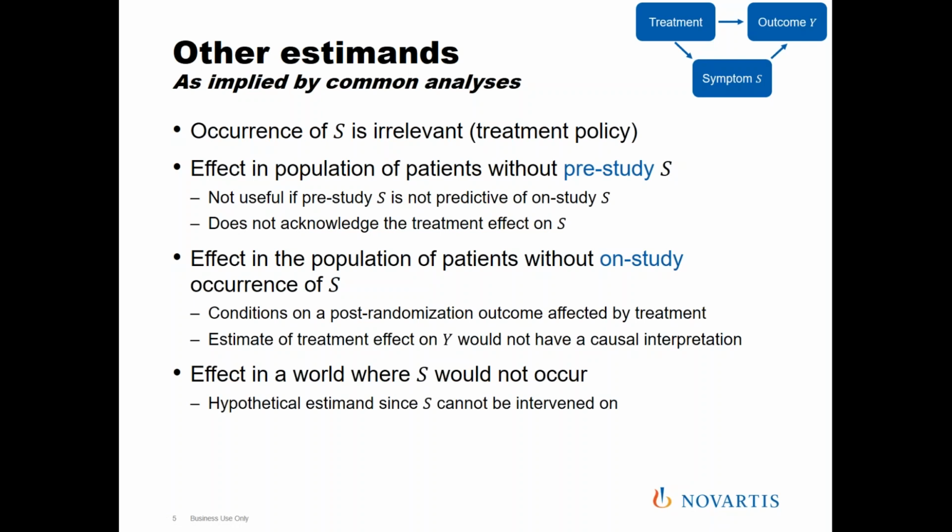If you censor patients when S occurs, you are in a sense obtaining an estimate of a treatment effect in a world where S would not occur, which is what we'd call a hypothetical estimand, since in practice you can't forbid these symptoms from happening, you can't intervene on them. So all of these estimates might be appropriate in some situations, but none of them were appropriate for our particular example.